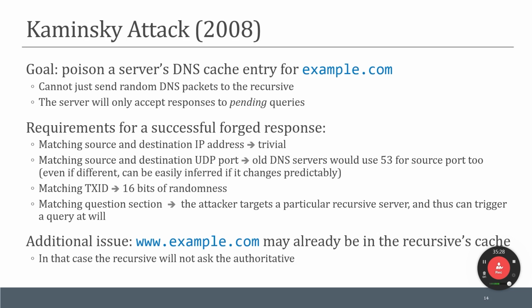Again, so far we deeply understand how the DNS works. Now let's see how the Kaminsky attack works. The objective of this attack is to poison a DNS server's cache entry, say for example.com. The attacker cannot just send a random DNS packet to the recursive domain name server, and the server will only accept responses to pending queries, right?